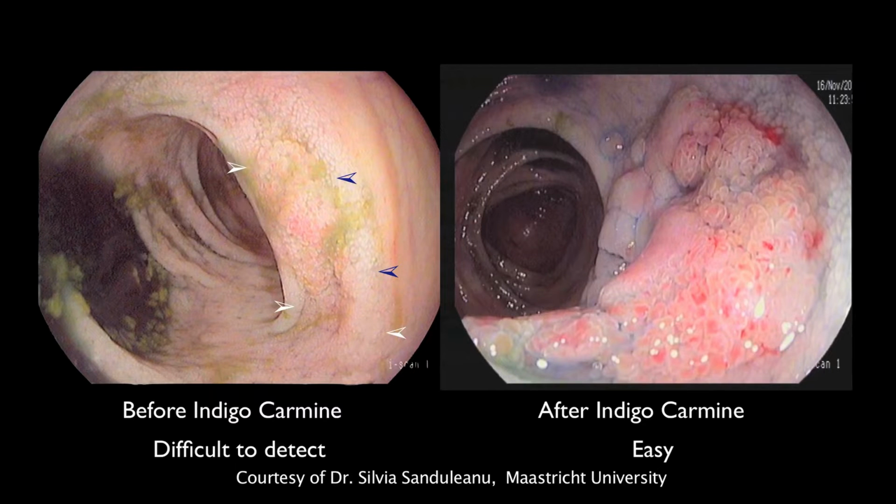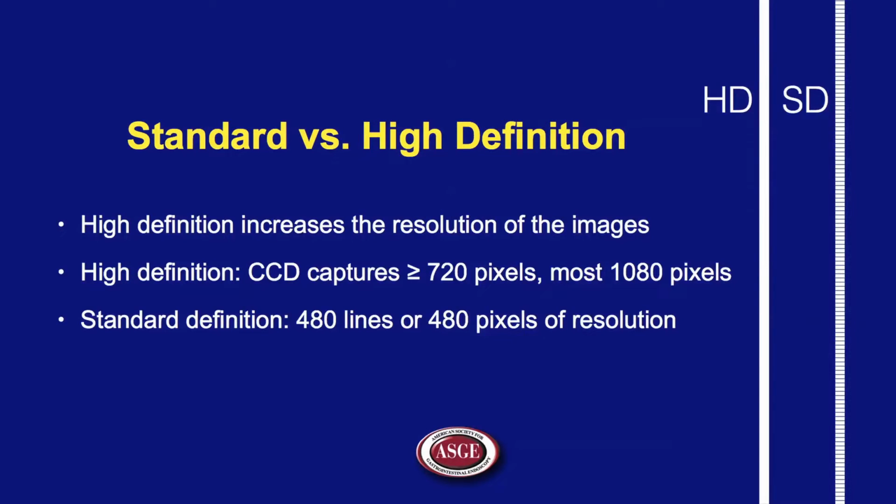The value of chromoendoscopy is evident here. On the left, the lesion is difficult to appreciate with white light endoscopy, but after application of dilute indigo carmine, the lesion and its borders are seen. It is important to understand the technology of standard and high definition in the context of lesion detection. High definition increases the resolution of the image. For example, high definition captures at least 720 pixels from top to bottom, whereas standard definition captures 480 pixels. This is demonstrated here on the right of the screen.